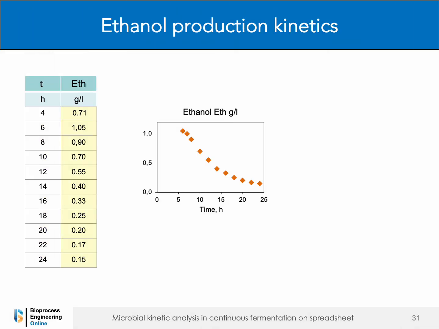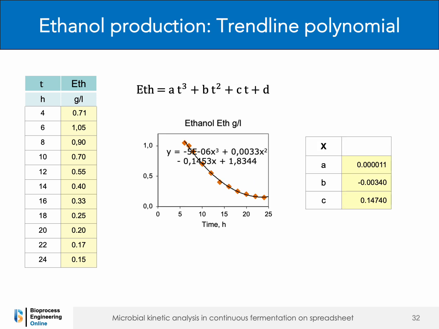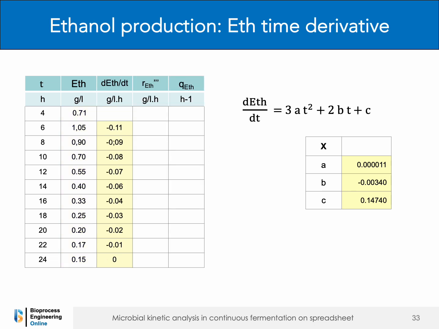In the ethanol production rate section, you first determine the third-order polynomial curve that best fits the experimental ethanol concentration variation. On the ethanol concentration graph, add the trendline, third-order polynomial curve through the experimental points and display the curve equation. Report the values of the polynomial parameters a, b, and c.